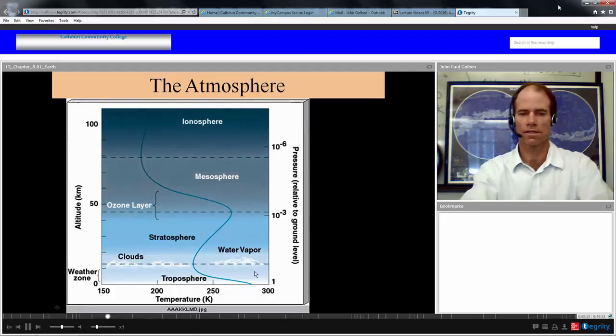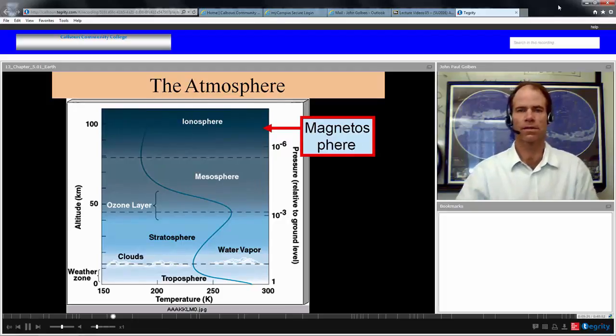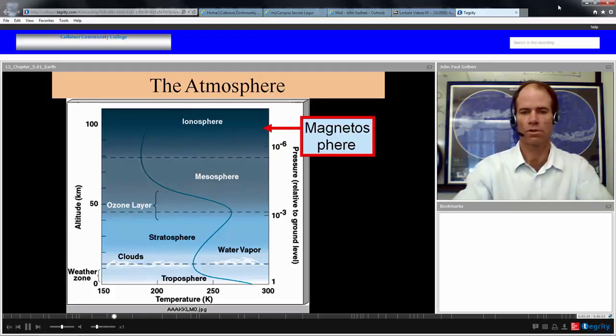Here's another look at the atmosphere. Of particular importance are several layers that are in our atmosphere. In the ionosphere, which is part of the mesosphere, we have the magnetosphere. And the magnetosphere holds the Earth's magnetic field, which is a very good layer because it protects us from the charged particles coming from the universe and from the sun. And without that magnetosphere, we would not have life as we know it, because we would be burned by those charged particles.